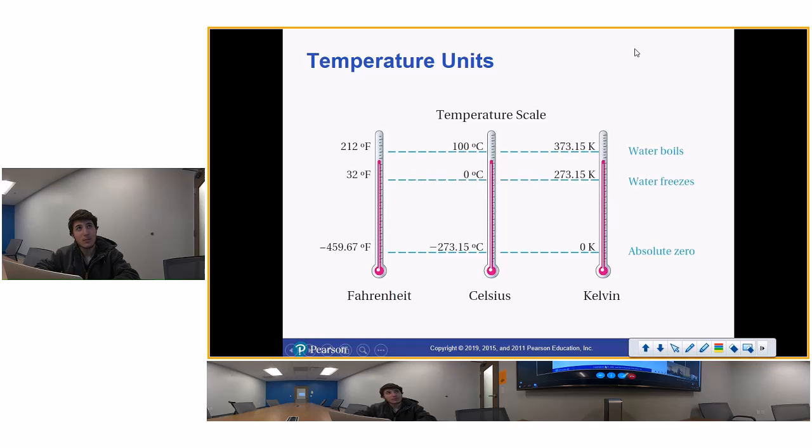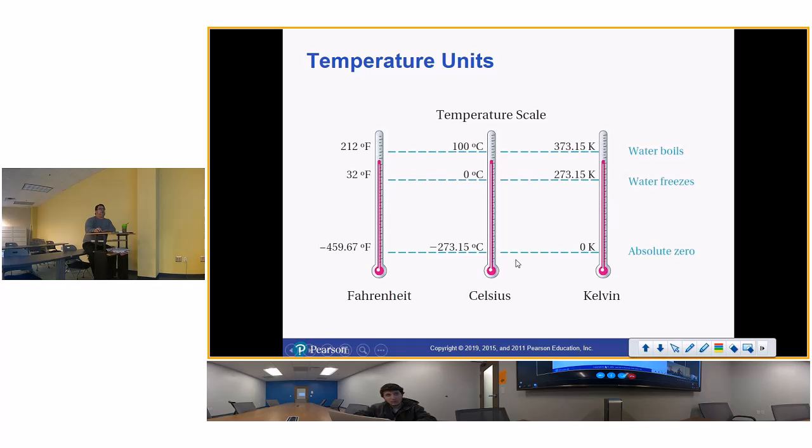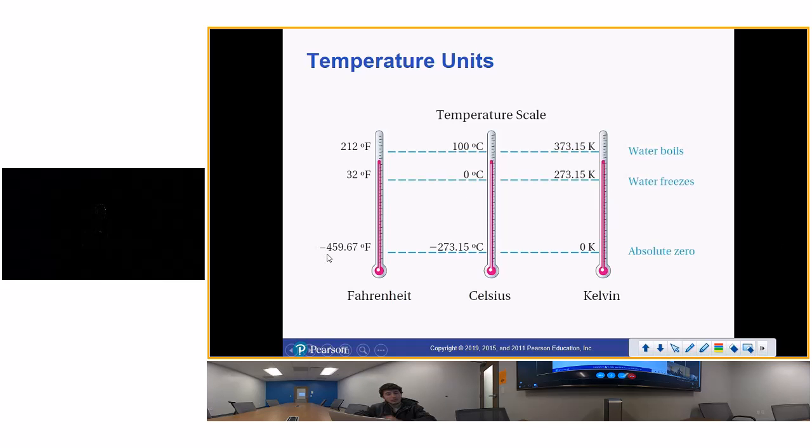Okay. So hopefully you got that written down. That's a very good graphic right there. Can't beat that. So at negative 500 degrees, you got absolute zero. Think about that.